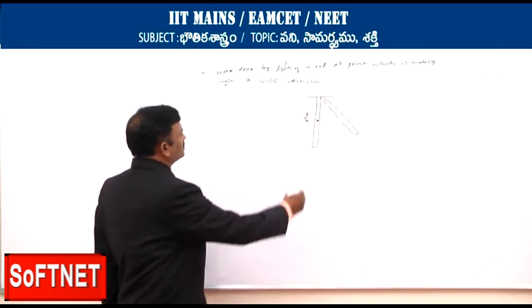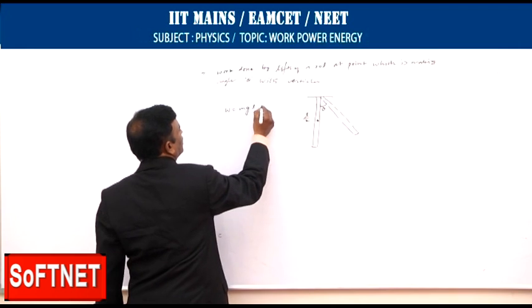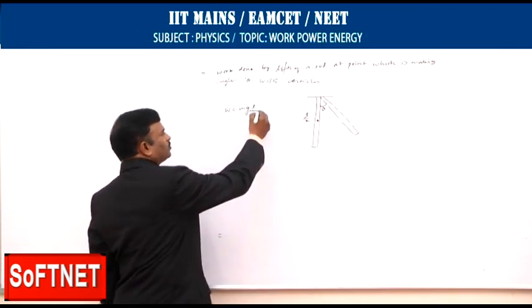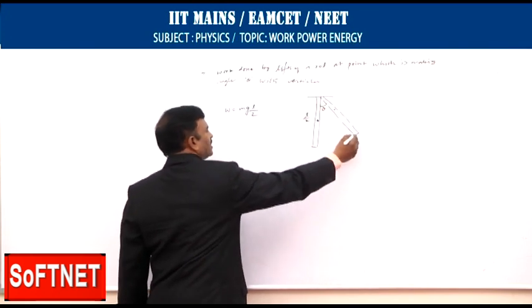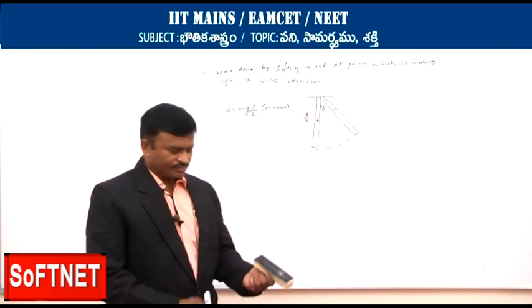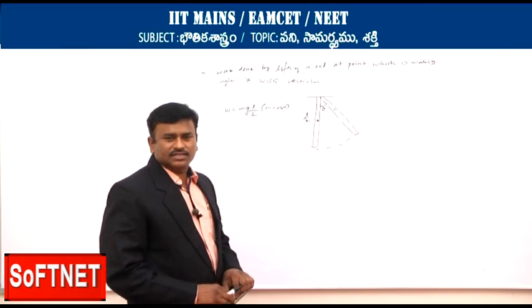Here we need to do the same process. The work done is equal to mg into L by 2. The center of mass will be shifted here, so it is L by 2 into (1 minus cos theta) that we need to write. The work done to shift the rod is mgL by 2 into (1 minus cos theta).